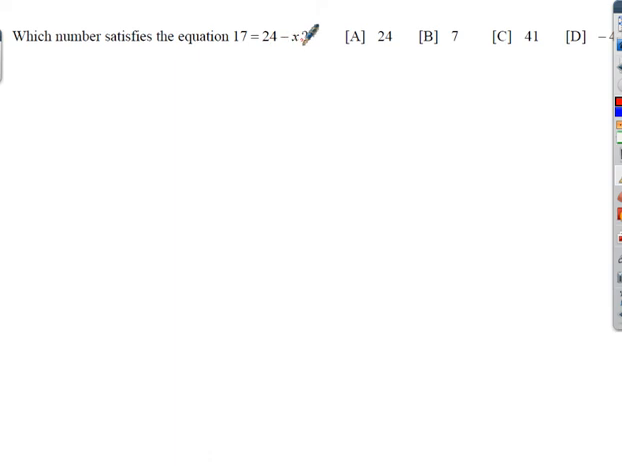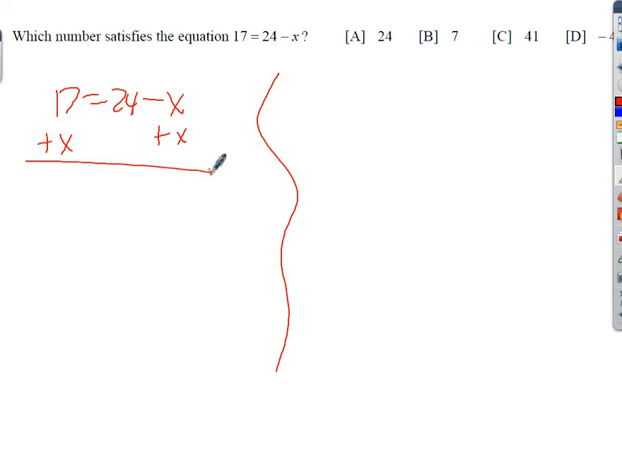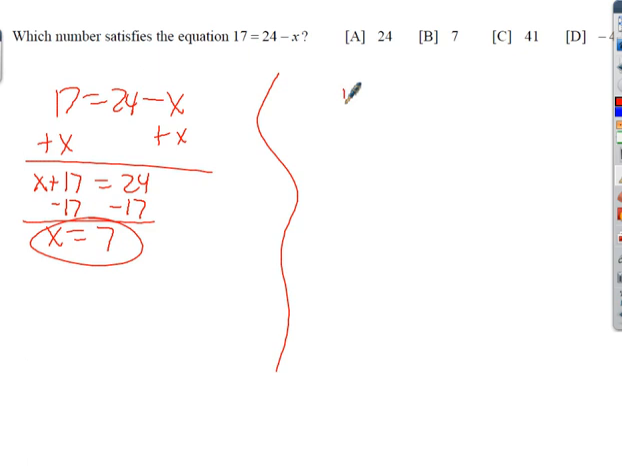Some people are going to do this. They're going to add x to both sides, and now we have x plus 17 or 17 plus x. I'm going to write it as x plus 17 equals 24, and then subtract 17 from both sides to get that over there, and x equals 24 minus 17, which is 7. Okay. Other people are going to solve it differently, and they're going to recognize this positive 24 here.